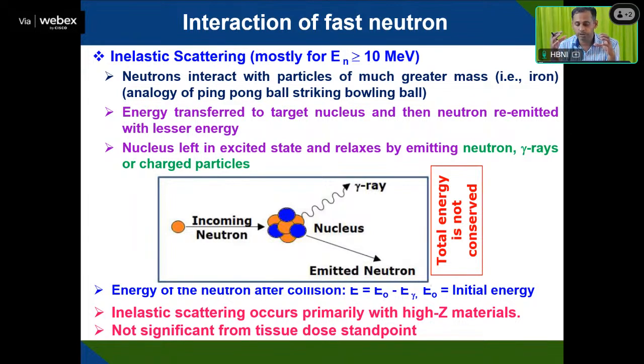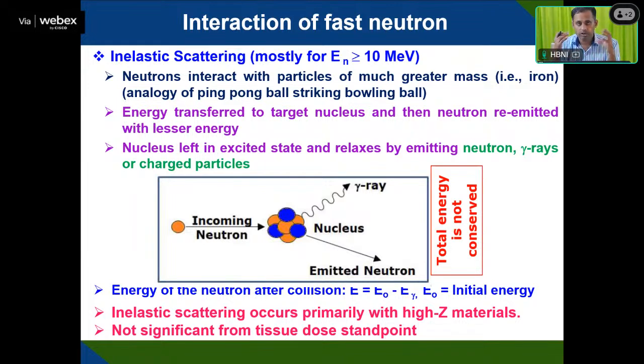But here, the neutron is interacting with iron, like a ping pong ball striking a bowling ball, a small ball striking a big one. So here the interaction is like a ping pong ball striking a big ball. So energy is transferred to the target nucleus in this case.